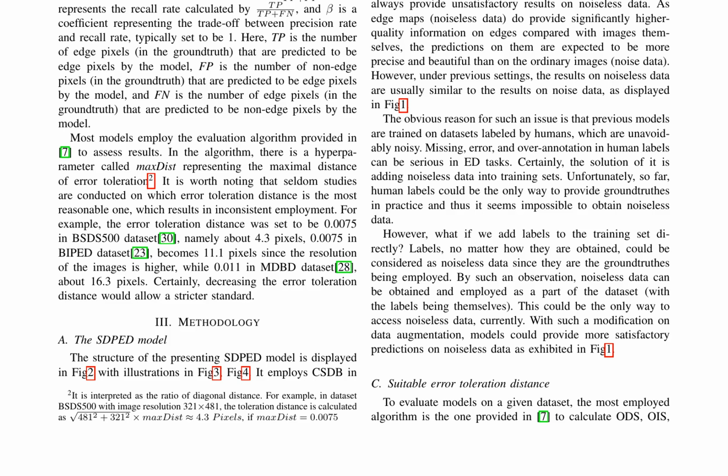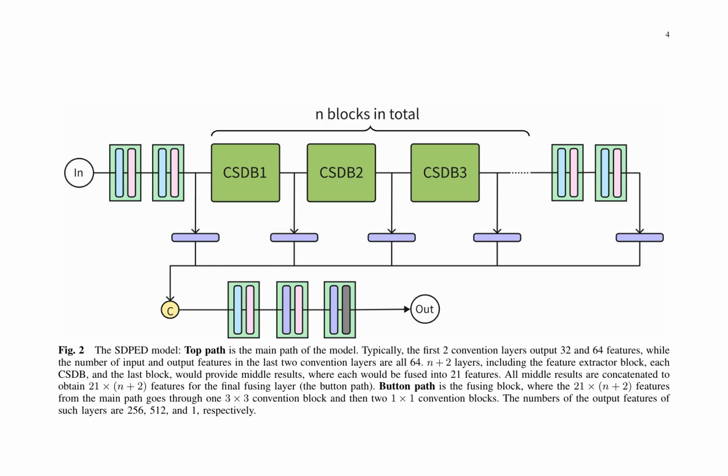The authors also explore various evaluation methods for edge detection models, including calculating optimal dataset scale, ODS, optimal image scale, OIS, and average precision rate, AP, based on the F-beta score. They note that the error toleration distance, a hyperparameter in the evaluation algorithm, has been inconsistently employed across different datasets, leading to varying standards.